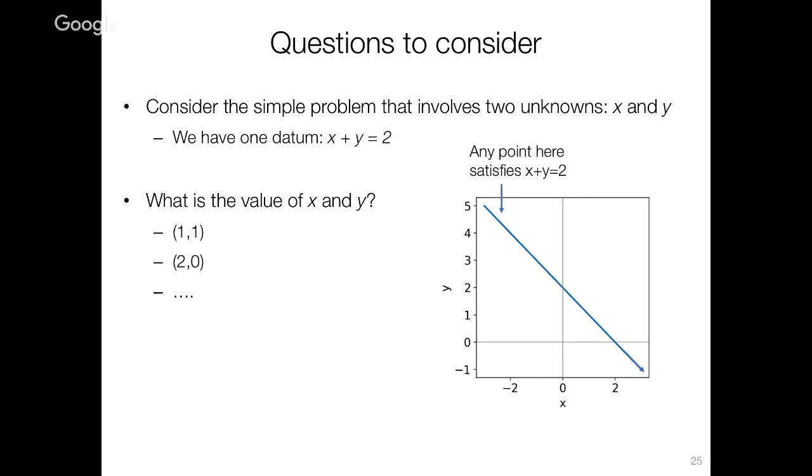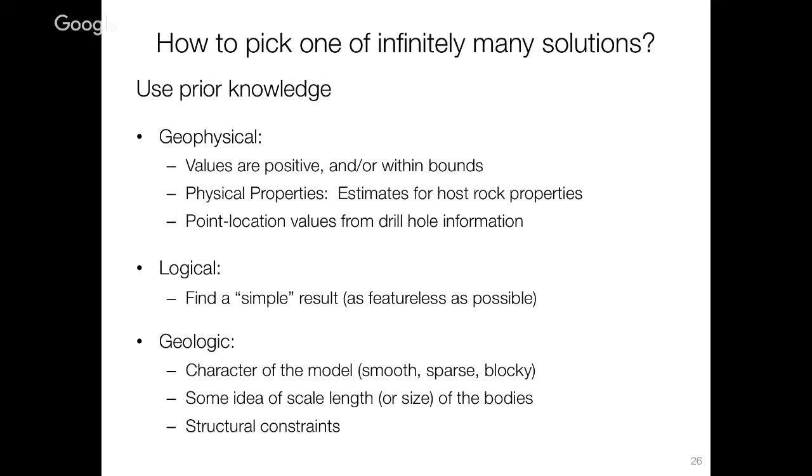Any place along this line will satisfy the data. So 0, 1, 1, 2, 0, any of those are fine. So that's a fundamental problem that we have to deal with. So now we come to this problem like, okay, there's infinitely many solutions. How do I pick one out of that infinitely many?